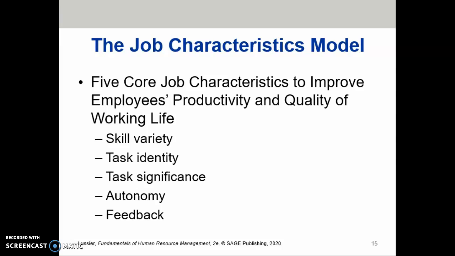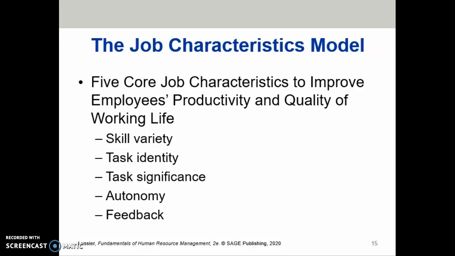First one is skill variety. So number of diverse tasks that make up a job and the number of skills used to perform the job. So you can add more variety to make it more stimulating. Task identity, it's the degree to which an employee performs the whole task. Does he assemble the entire TV or just put the screen in place? Task significance, the employee's perception of importance of the task to others and to the organization.